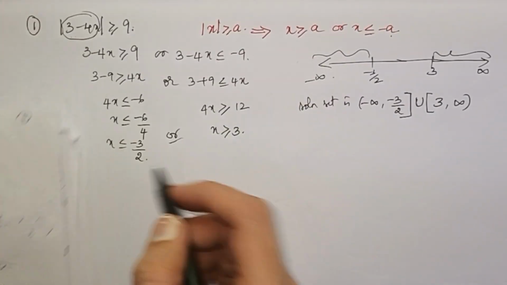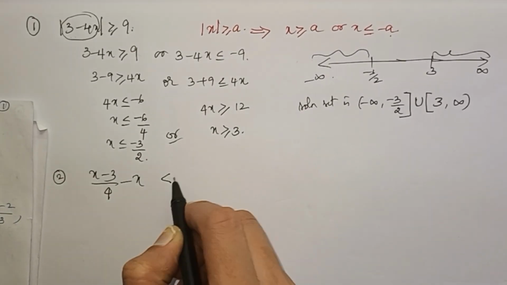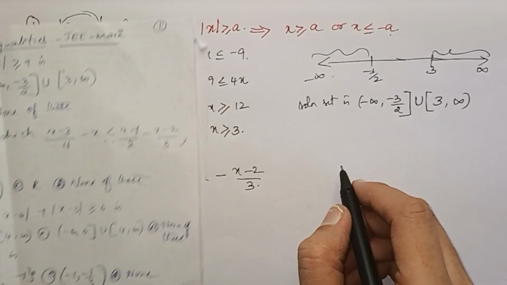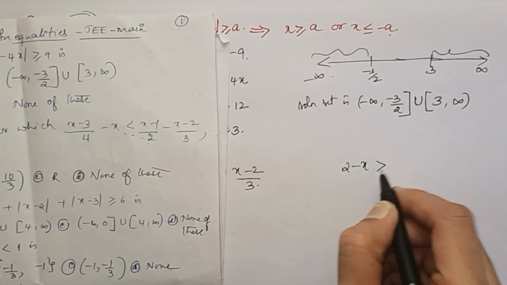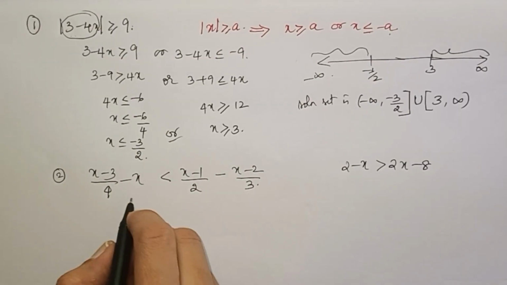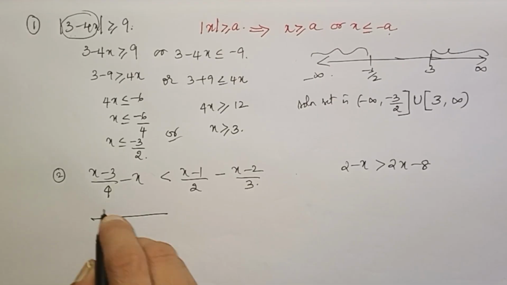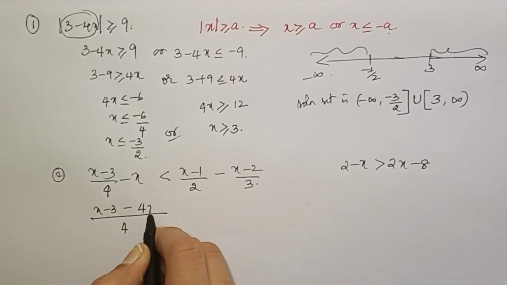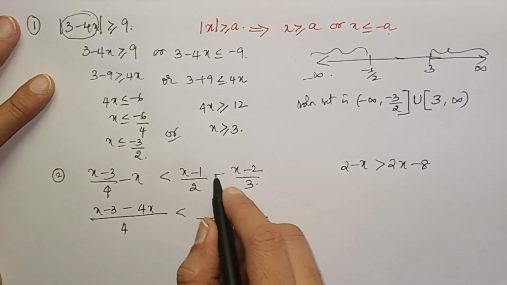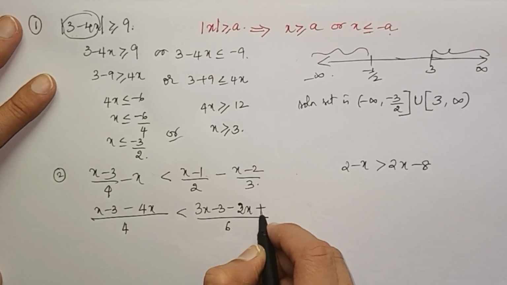So let me write the question. This is (x minus 3) by 4 minus x less than (x minus 1) by 2 minus (x minus 2) by 3. Another inequality in the system is 2 minus x greater than 2x minus 8. So let us solve these two inequalities first. Let us solve the first inequality. 4 is the LCM on the left, and 6 is the LCM on the right, so cross multiply.